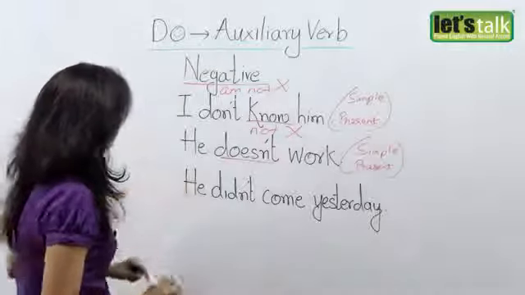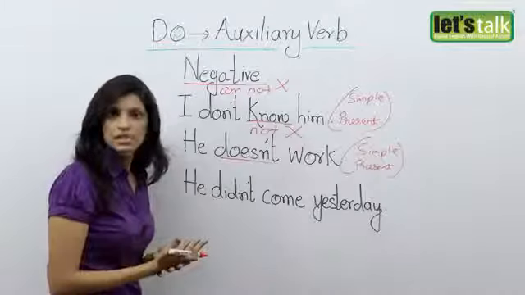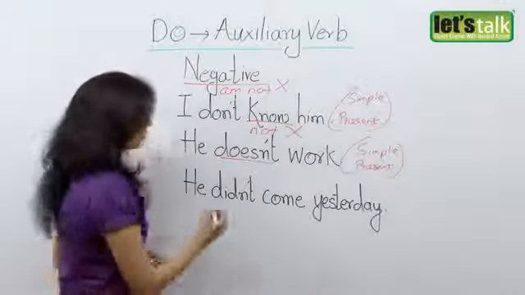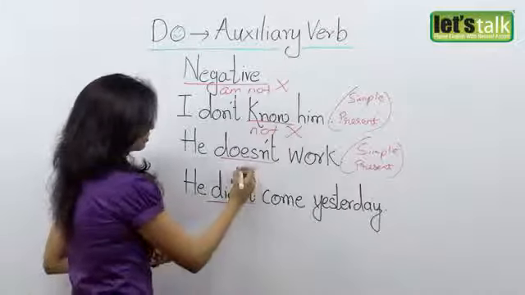Moving on to the next example, he didn't come yesterday. Now, I'm talking about something in the past. I'm making a negative statement. So, I have to use the auxiliary did, which is did not. Okay.